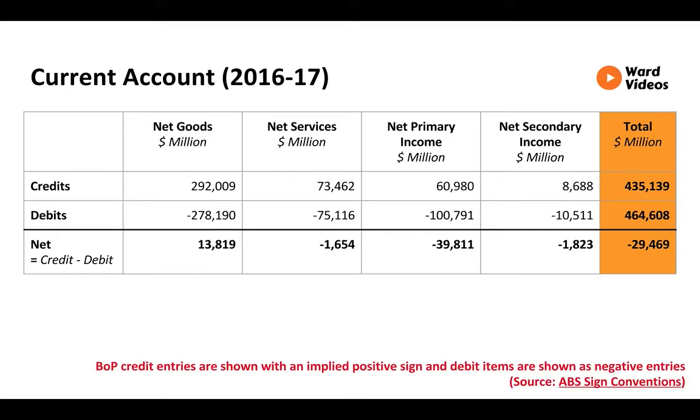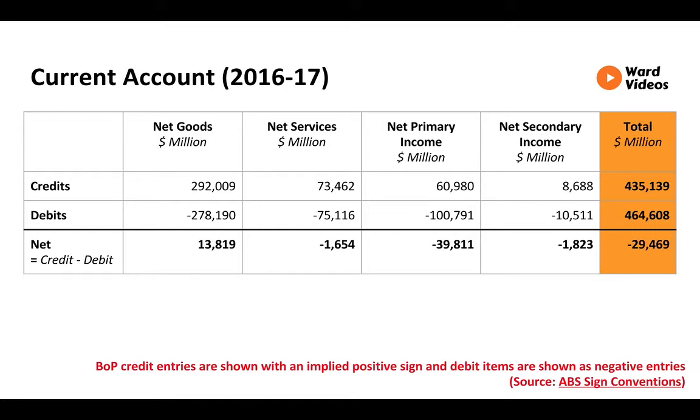The ABS shows credit entries with an implied positive sign and debits with a negative sign. In 2016-17, more money left Australia than came in for net services, net primary income and net secondary income, i.e. the debits were greater than the credits. The BOP focuses on transactions between residents and non-residents. So, any transactions between residents and residents or non-residents and non-residents do not appear here.